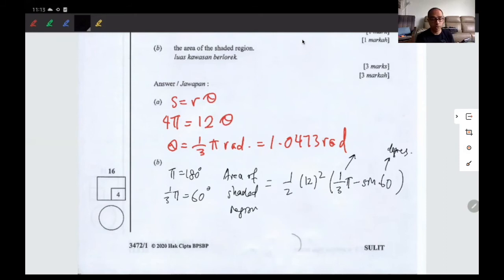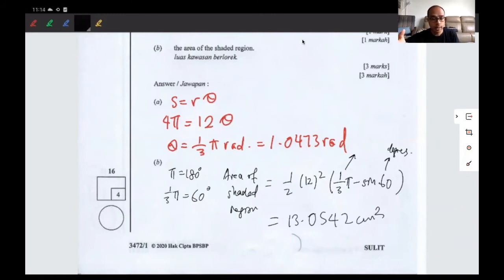Oh, no, no, no. So 142 divided by 3 minus sine 60 times 12 times 12 divided by 2. So my answer will be 13.0542 centimeter squared. That will be what my answer will be.